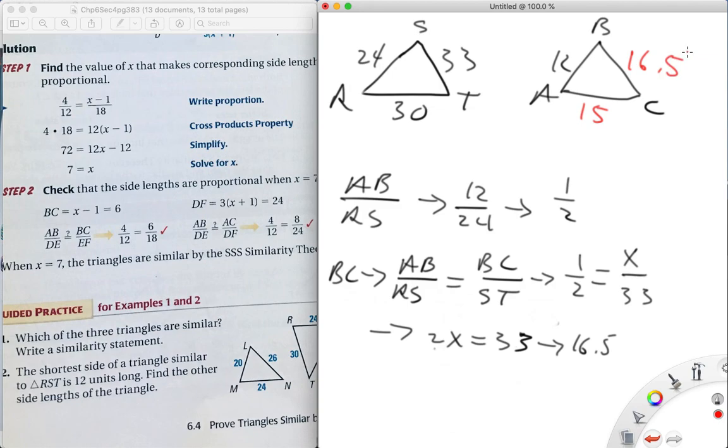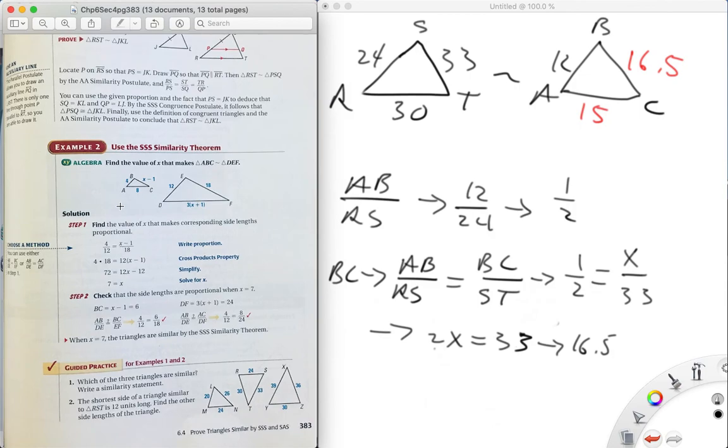Since I was told that they were similar, they gave me one of the sides for one. I can set up a proportion for the others and find the other two sides of that similar triangle.